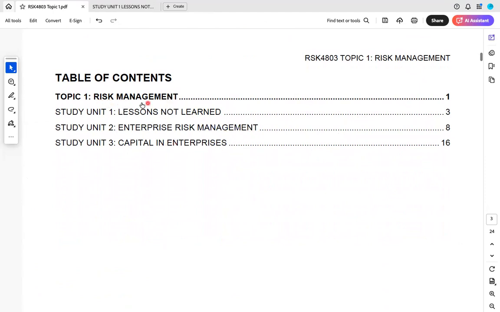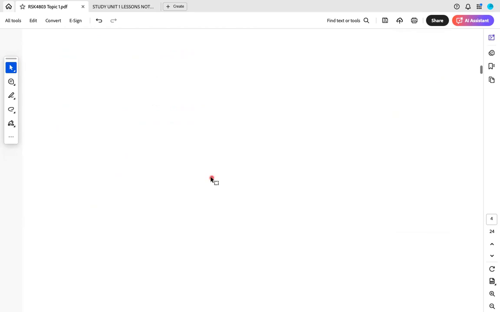Then we'll move on to topic 2, which is decision theory. Topic 3, which is risk financing concepts. Then we'll finish off by looking at risk retention and risk transfer in detail.